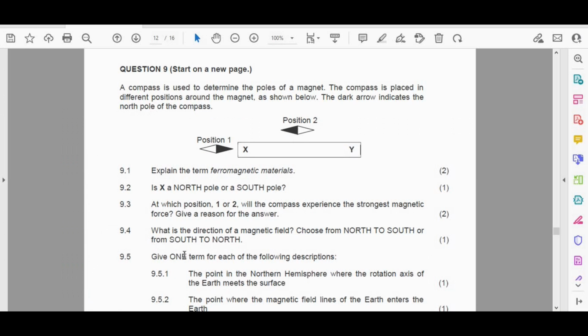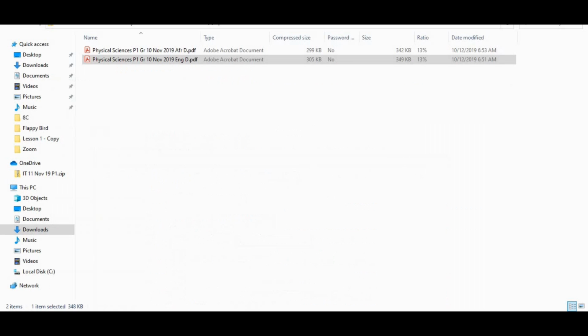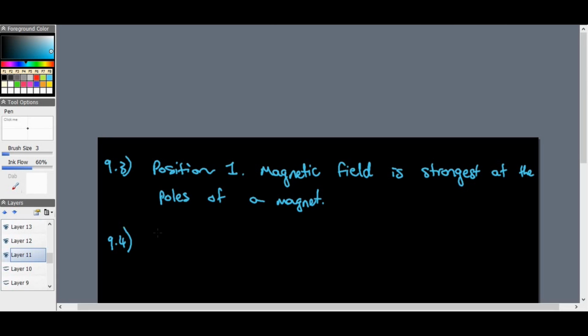Alright, 9.4. What is the direction of a magnetic field? Choose from north to south or south to north. Let's read that again. What is the direction of a magnetic field? Is it north to south or south to north? It is definitely north to south.